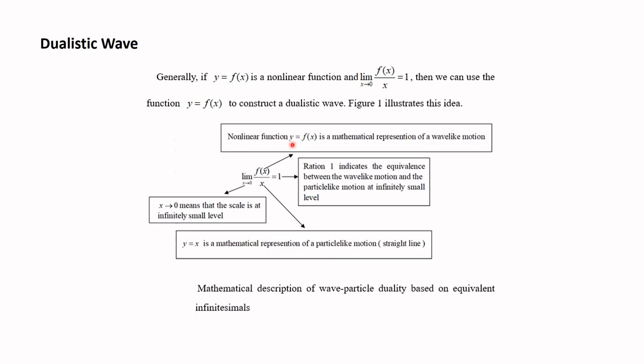The nonlinear function y equals f(x) is a mathematical representation of a wavelike motion, and y equals x is a mathematical representation of a particle-like motion. It is a straight line, and as the scale is infinitely small, f(x) is equal to x, so at an infinitely small scale, wave-like motion is equal to particle-like motion.